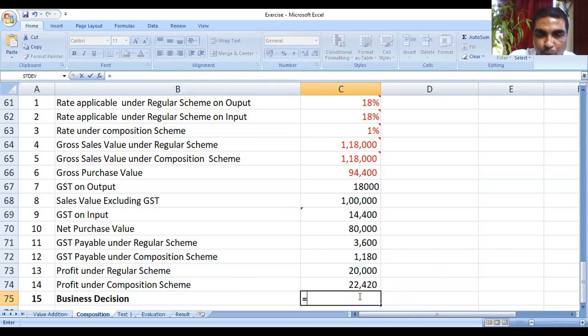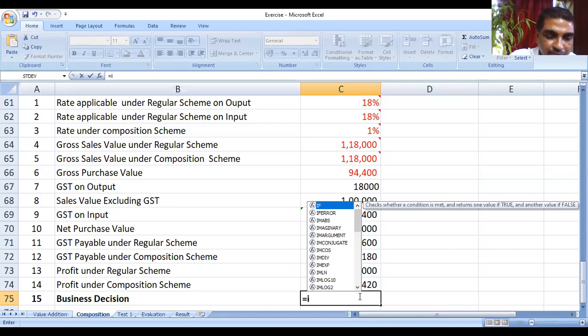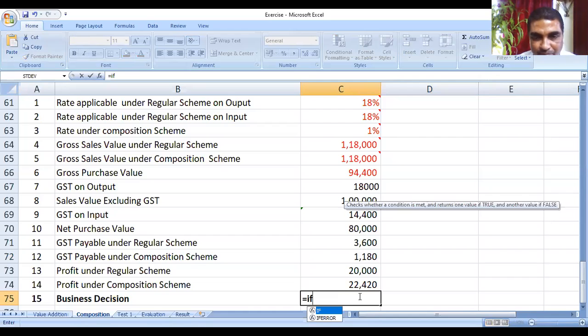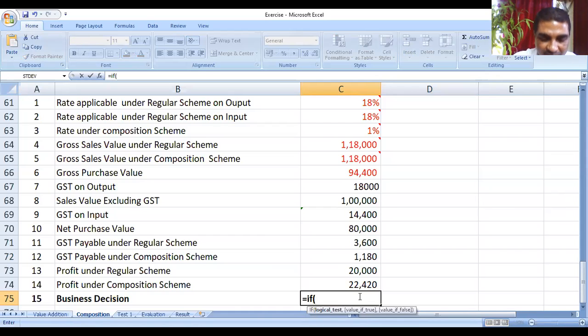You see what is the formula I am giving. First I am typing equal to. The moment you are typing equal to, that means Excel is recognizing you are going to give a formula. Then you see IF. Then bracket start. This particular cell is more, greater than this particular cell.